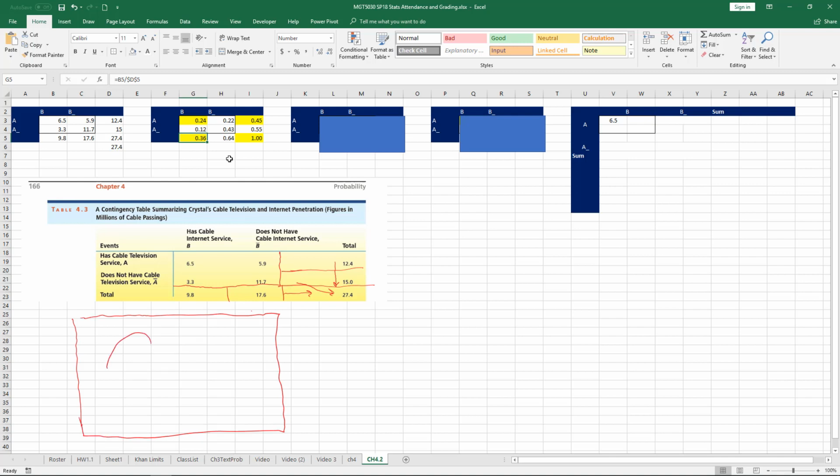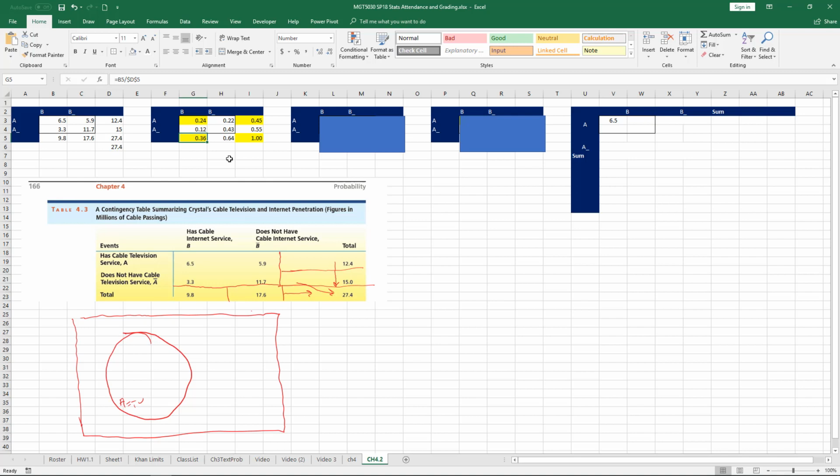We'll draw A like such. Remember, A is equal to those that have TV. They subscribe to the TV. And the total number would be 12.4 million. So we have a number, but we also have the probability, which is 45%. You can think of this as 12.4 million customers or 45% of the customers. Then we have B.